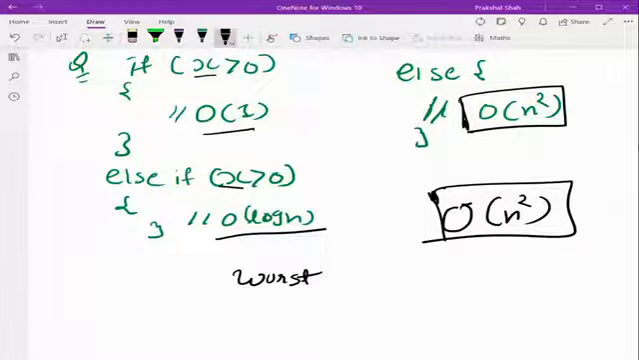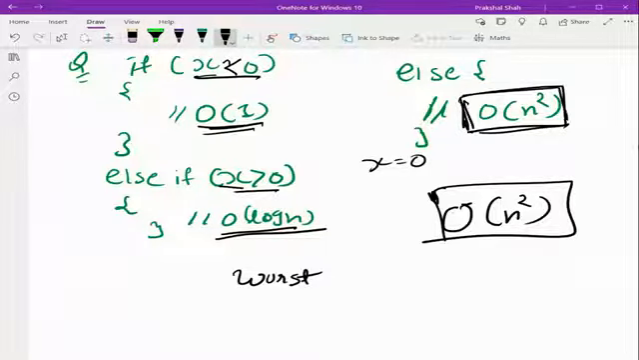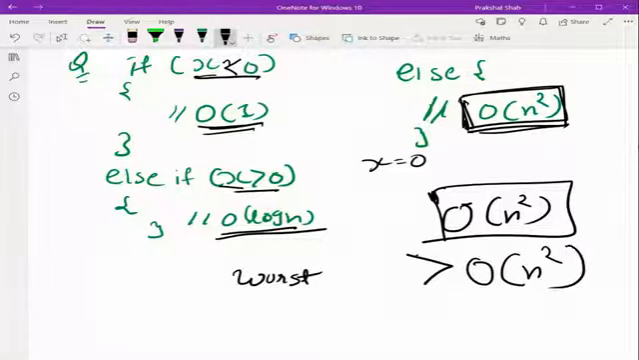So, what I'm telling you is, suppose I have x less than 0, then order of 1; greater than 0, then order of log n; else it will be order of n square. Can I say that if my x is less than 0, it will run for order of 1? But similarly, if x equals 0, it will run order of n square. Is there any possibility of going beyond order of n square here, for any input?